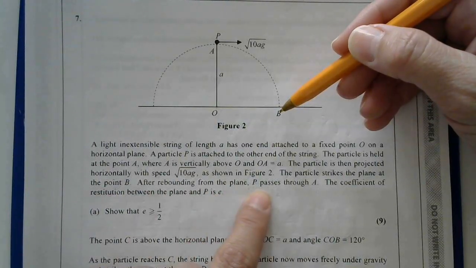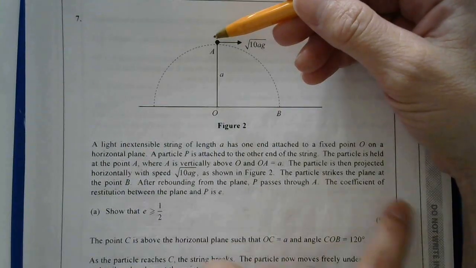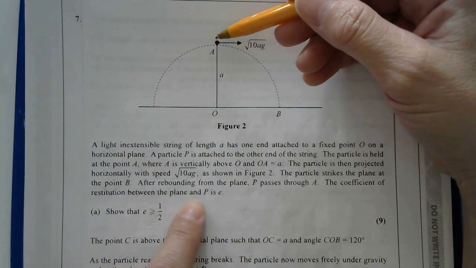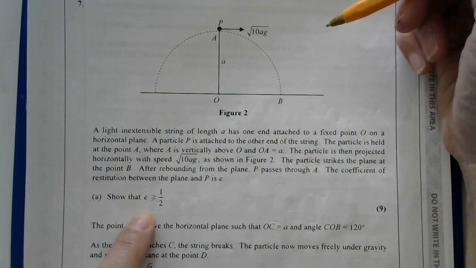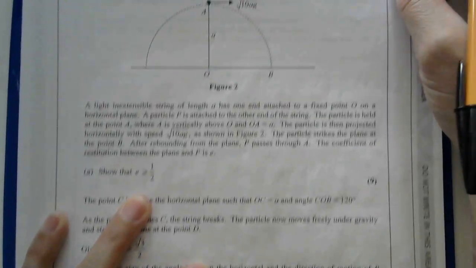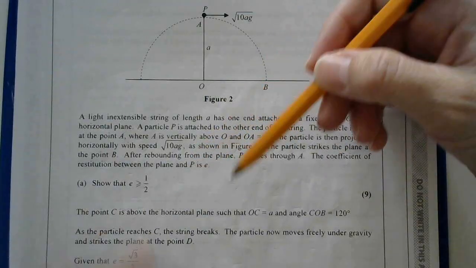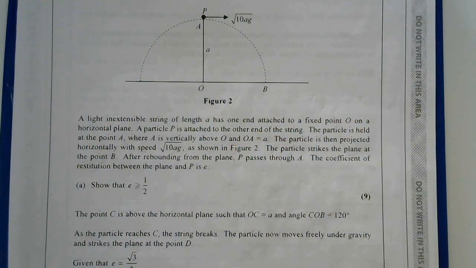After rebounding from the plane, P passes through A. The coefficient of restitution between the plane and P is e. Show that e is bigger than or equal to a half. Okay, interesting. So they've mixed up a bit of M2 with M3 here. Now let's have a look at what is happening then.